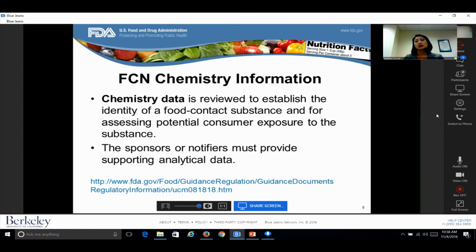The chemistry information is reviewed to establish the identity of a food contact substance and for assessing the potential consumer exposure to the substance. And all of the chemistry information must be supported with supporting analytical data. Now, we have guidance documents on our website for the chemistry information. We also have guidance documents for the toxicology and environmental components, as well as administrative and regulatory background.